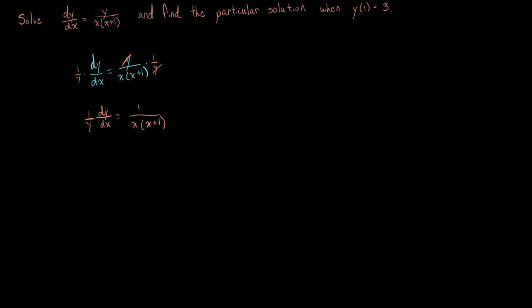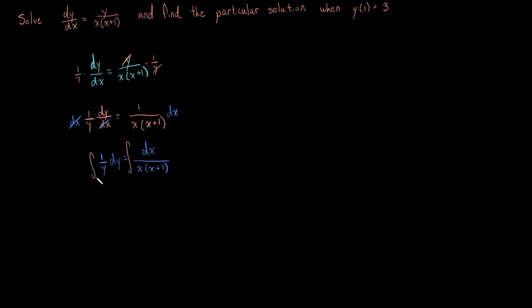From there, we're going to multiply both sides by dx. Dx here, dx here. Dx simplifies with dx, and now we're left with 1 over y dy is equal to dx over x times (x plus 1). From here, we're going to go ahead and integrate both sides.